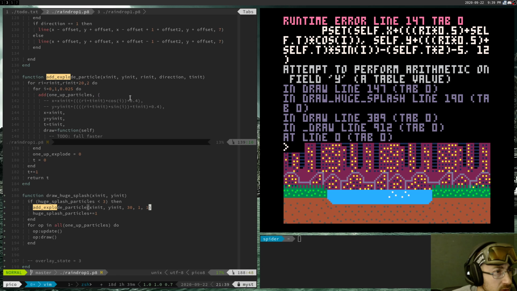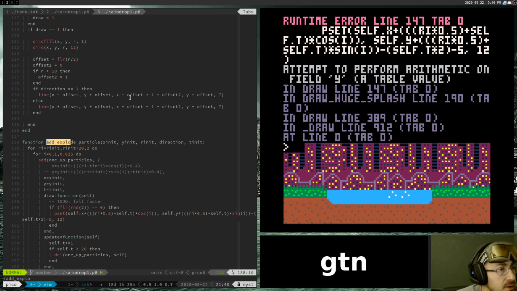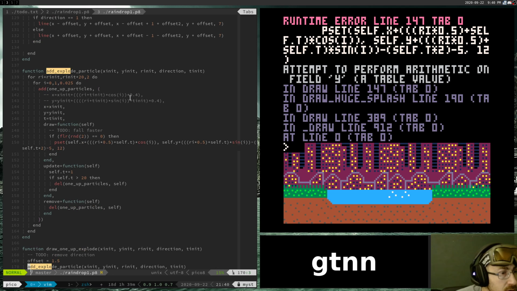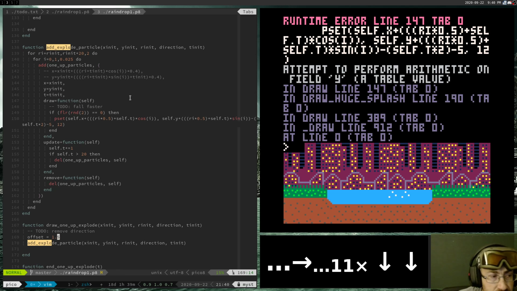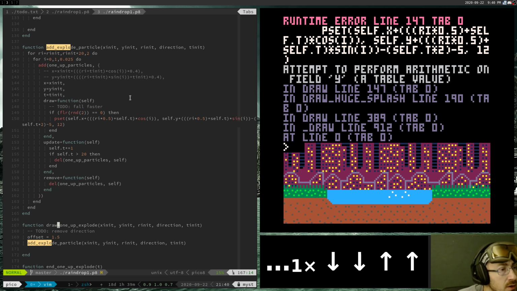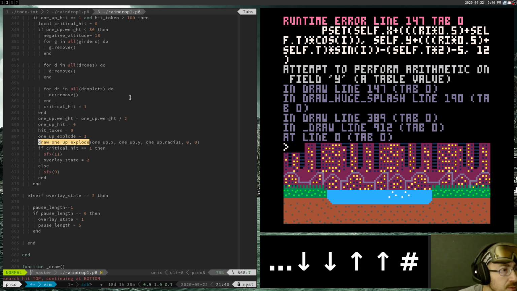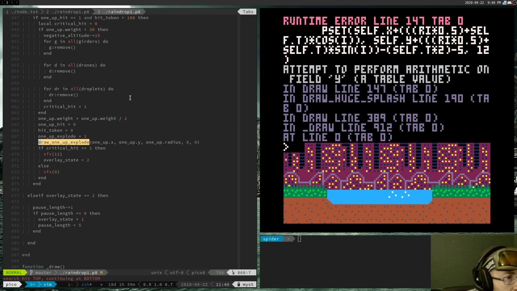Explode particle. Where else do we call that explode particle? Explode particle. Okay, so we have a T in it. We have an offset that I guess that's a global that we change. All right, and then we gotta find out where we call that one. Draw one up explode. Okay.